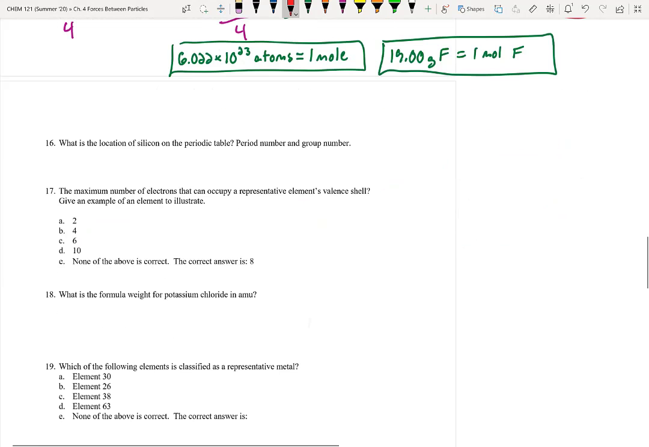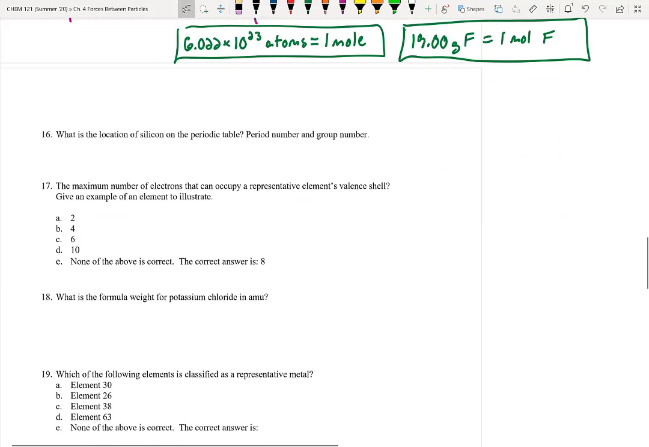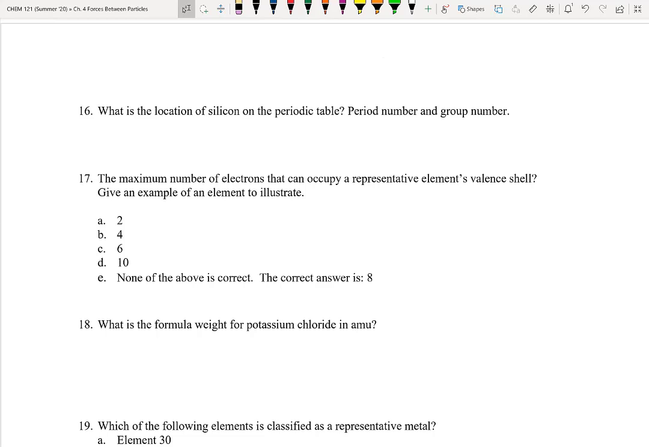All right, 16. What is the location of silicon on the periodic table? The period number and the group number. Let's start with group number. That one's easier. Group number basically says where it is in the columns. So let's actually go to our periodic table.